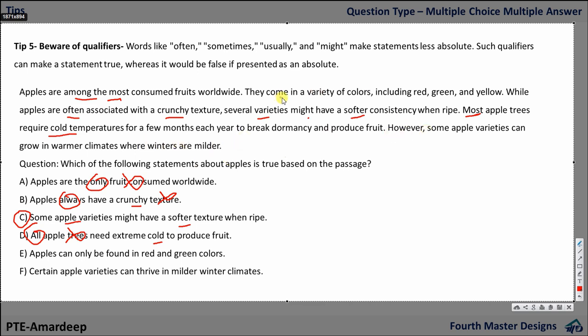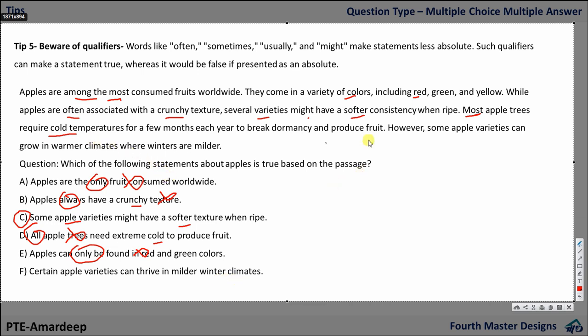Red and green color. They come in a variety of colors, including red, green. Can be found only in red and green. No variety. So eliminated. Then the next one: certain apple varieties can thrive in milder winter climates.